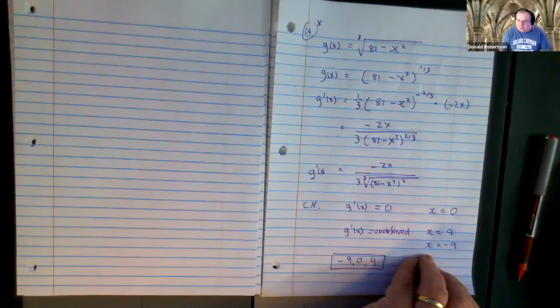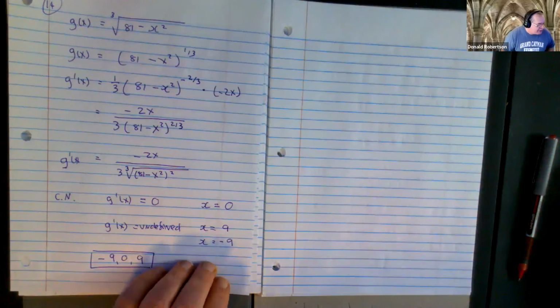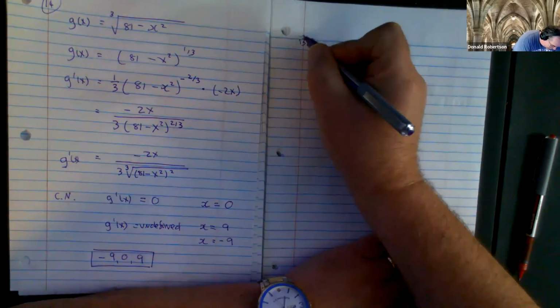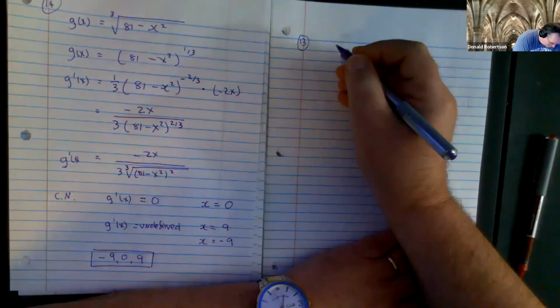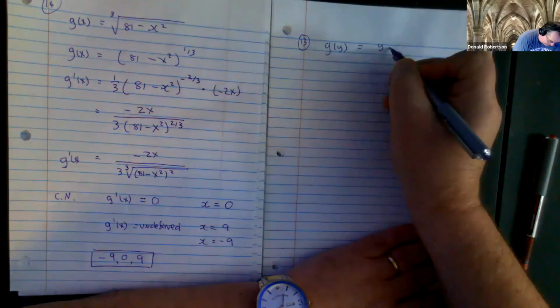Are we good with that one? Right, let's do an uglier fraction one, but again, only focus on critical numbers. So this one is 13. We have g of y.